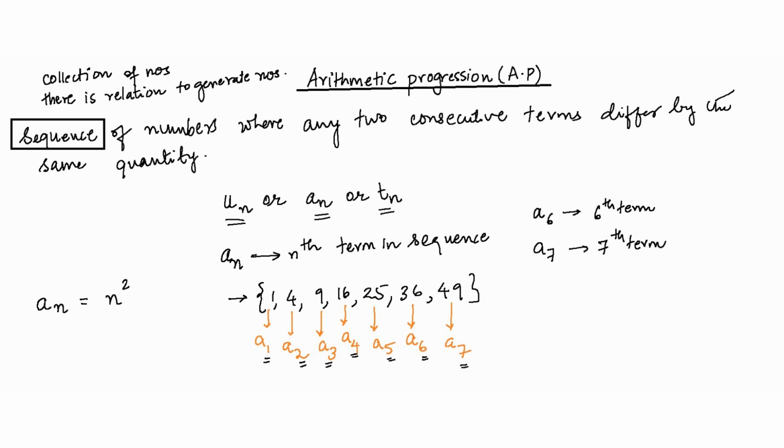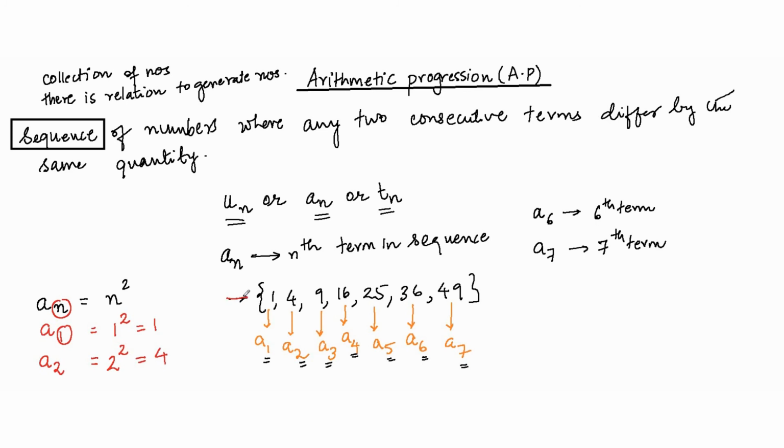For example, if I want to find A1, that means instead of n, I am substituting a 1. So A1 is basically going to be 1 square, which is 1. If I want to find A2, then instead of n, I am substituting 2. So A2 is going to be 2 square, which is 4. And this is how I generate the terms of this particular sequence.